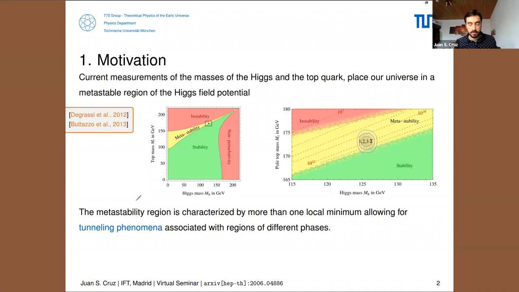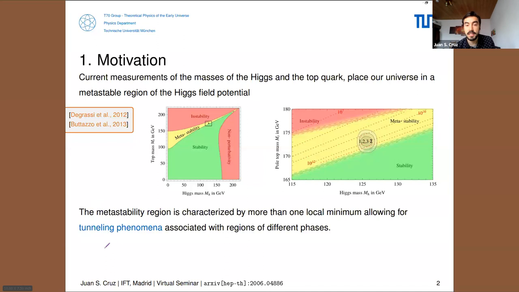So let me start with some motivation. Why do we care about false vacuum decay? Well, given these two well-known plots that show the best fit values at two loop in NLO precision, the current status of metastability of the standard model is that, given the mass of the top and the mass of the Higgs, we fall in this region of metastability. Even up to 3 sigma, we find ourselves in this metastable vacuum. So understanding this possibility of decaying and how this tunneling phenomenon occurs is of utmost importance.